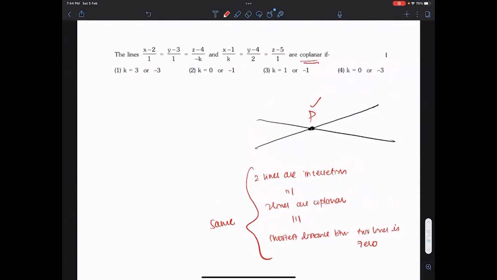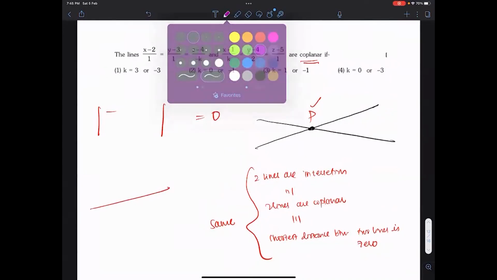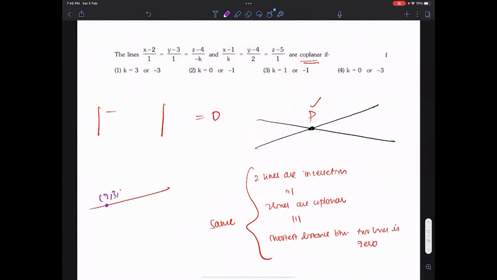That means for the shortest distance, the numerator must be 0. In the numerator, if you take 1 point on one line, what is 1 point on the first line? 2, 3, 4. What is the direction of the first line? i plus j minus k times k cap. Minus k is there, no component. What is the point on the other line? 1, 4, 5. What is the direction of the second line? k i cap plus 2 j cap plus k cap.